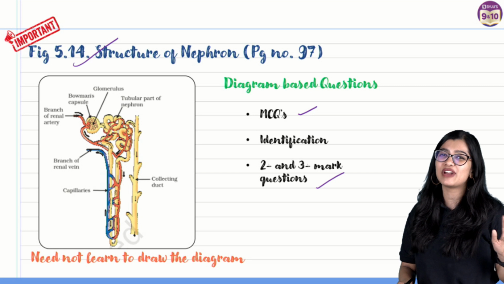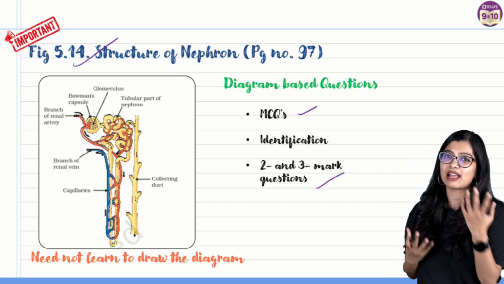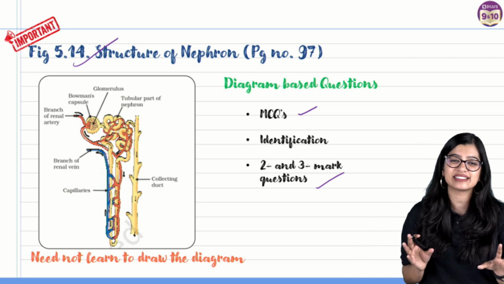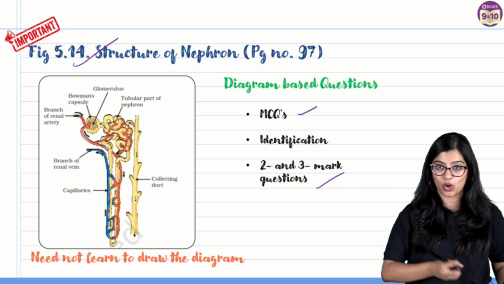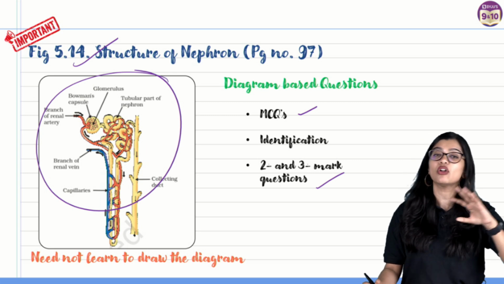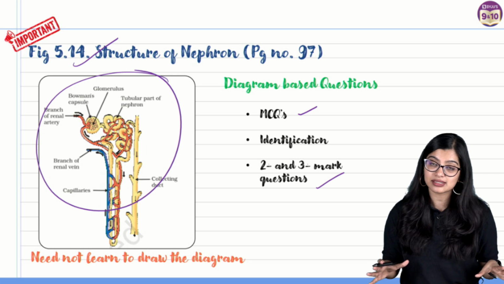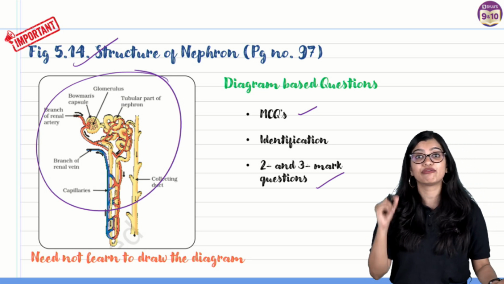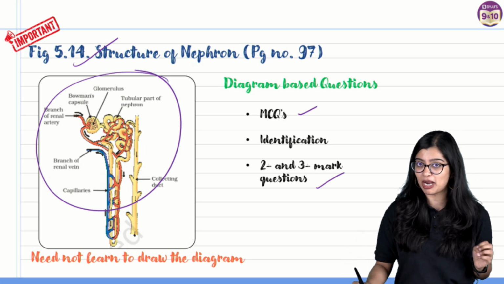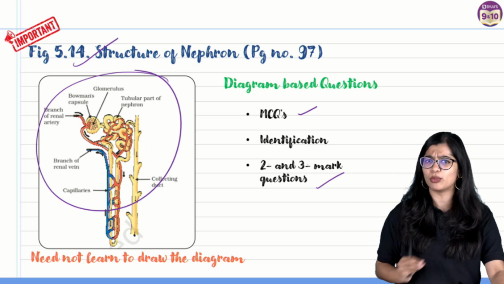But drawing the diagram of the nephron is not needed, because they'll ask you steps of urine formation, and that will never be asked where you are asked to support with a diagram. So you don't need to necessarily learn how to draw it. But yes, labeling the parts is very important. Identification in all cases is important. So with this, students, we are done with discussing all the important diagrams from life processes. As you can see, life processes has the maximum number of diagrams compared to the other chapters, which relatively have only a few important ones.